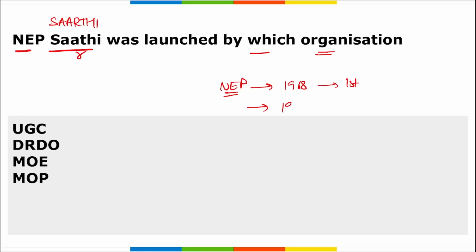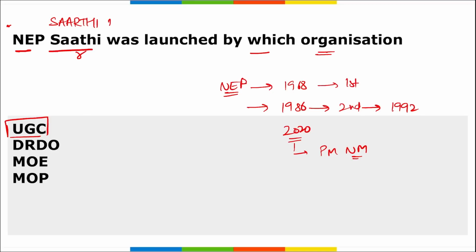Then the second edition came in 1986. This second edition was edited in 1992. And then the third edition of this NEP was launched in 2020. And this was launched under the Prime Minister Narendra Modi. Correct? So recently, NEP Saarthi was launched by which organization? It is your UGC, that is your University Grants Commission, announced a new initiative that was titled NEP Saarthi.